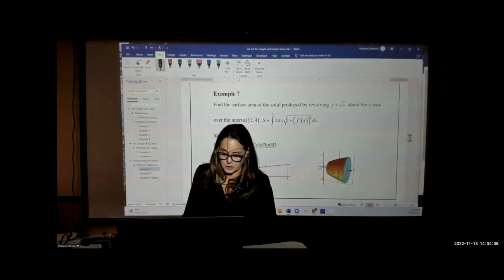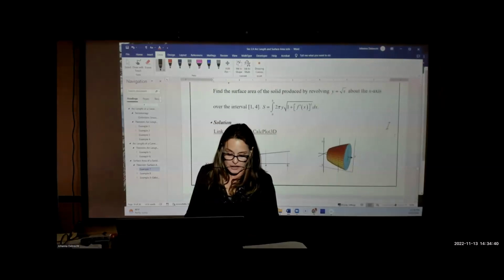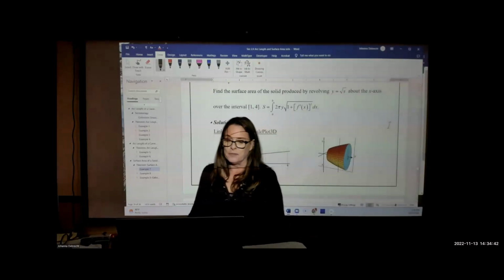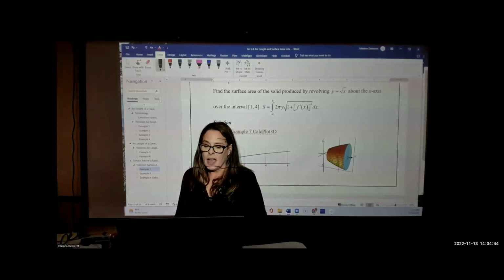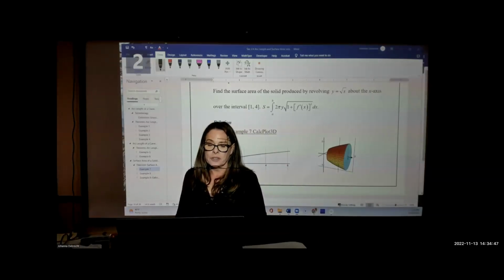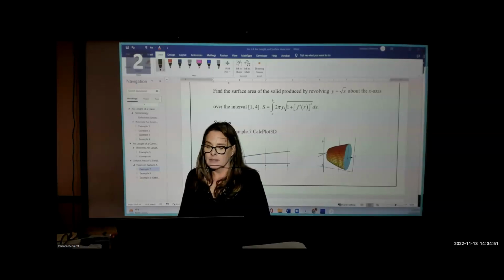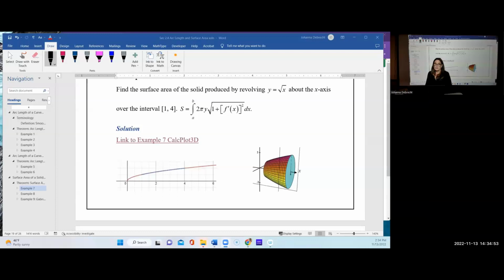So now what we want to do is apply the formula. So let's work through this one together. I'm going to share my screen with you so you can see more easily what I'm writing. And we'll take a look at what we've got.